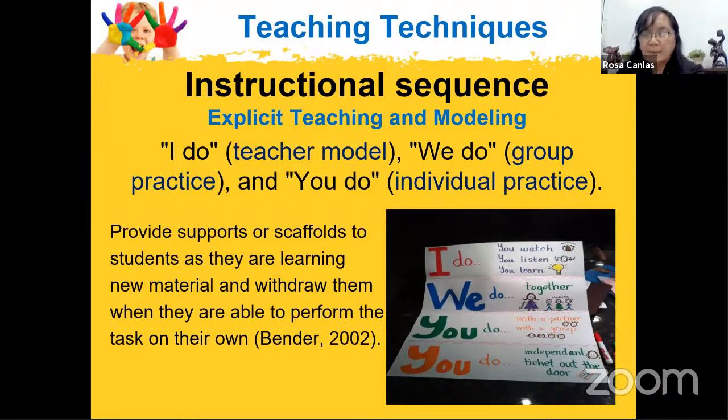For example, in the I do, the learners will watch, listen, or learn from the teacher, who also serves as a model. Then with the guidance of the teacher, the students can perform together. And then for the you do, the child can now work independently, with practice and with his own ability. He can now answer the question or the activity through the use of this explicit teaching and modeling.